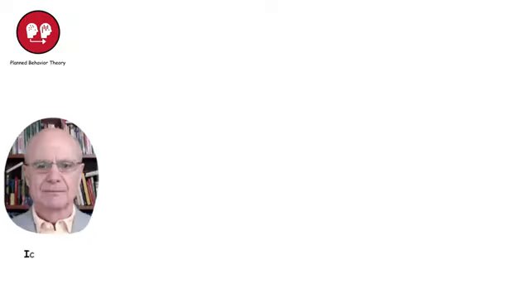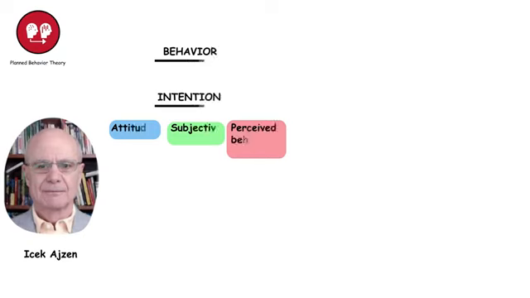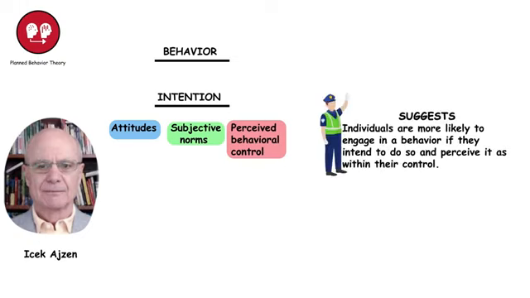Planned behavior theory. Planned behavior theory, developed by Icek Ajzen, posits that behavior is determined by intention, which is influenced by attitudes, subjective norms, and perceived behavioral control. It suggests that individuals are more likely to engage in a behavior if they intend to do so and perceive it as within their control.